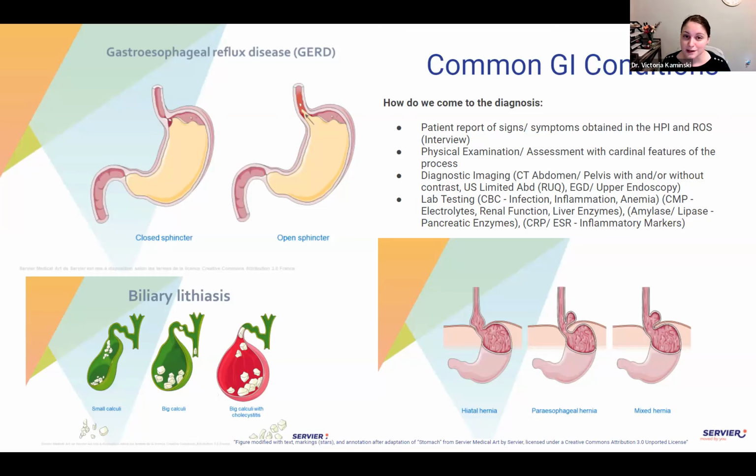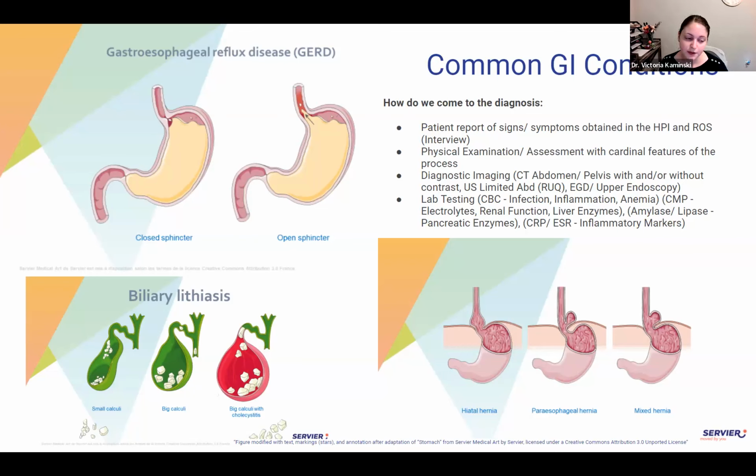And so some testing I have listed here, like a CT abdomen and pelvis, that could be with or without contrast. Sometimes it's both. A limited abdominal ultrasound, often done for the right upper quadrant to look at signs and symptoms of possible cholecystitis. An upper endoscopy or an EGD for someone that's experiencing those symptoms of GERD or possibly a gastric ulcer.